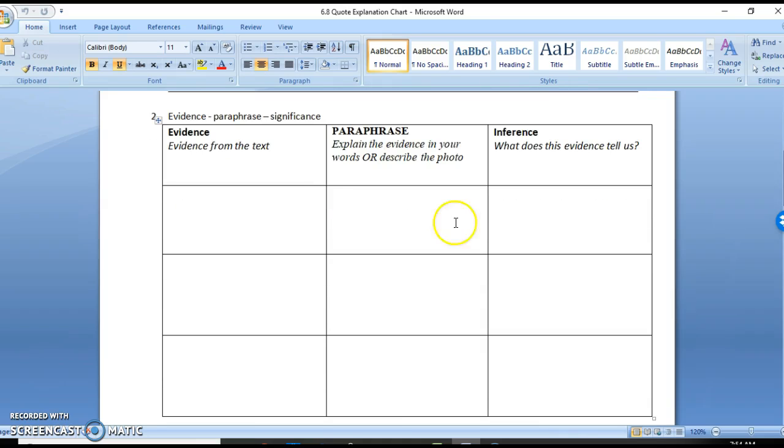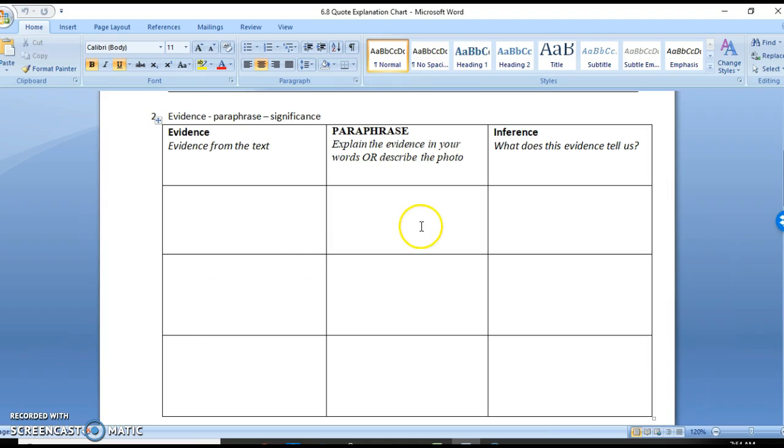So evidence is going to be something that you take directly from the text. That can be something where you describe a picture. It can be a quote. It can be a statistic, which means a set of numbers that explains something. It can be a fact. So it doesn't just have to be a quote. It can be, but it can also include anything that comes from the text itself. And you're going to choose however many pieces of evidence there are boxes and put those right here.